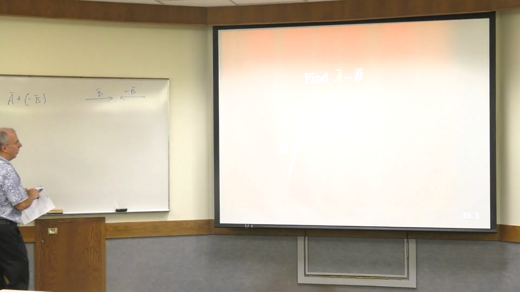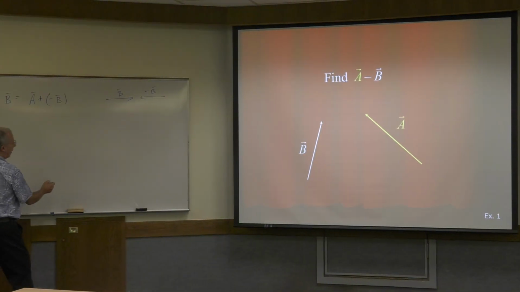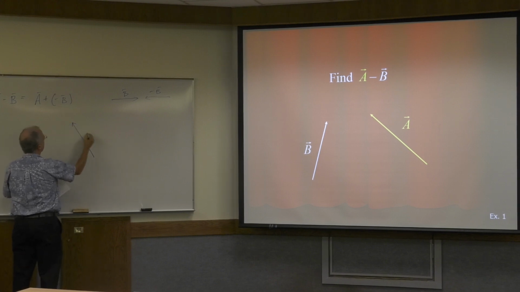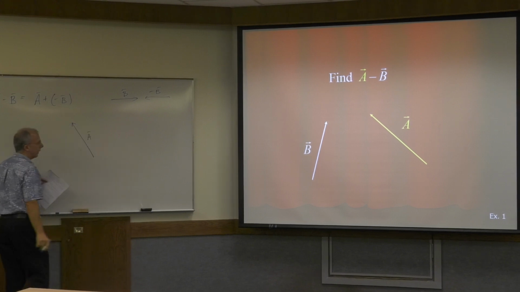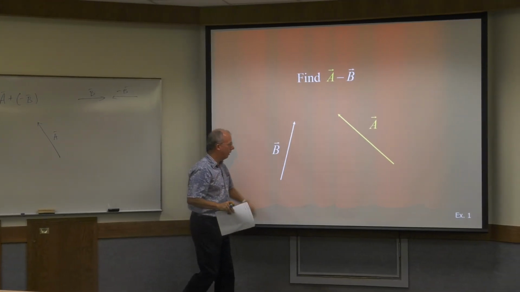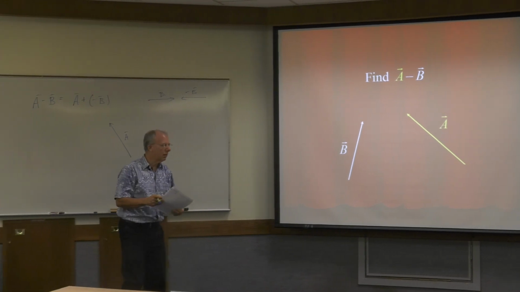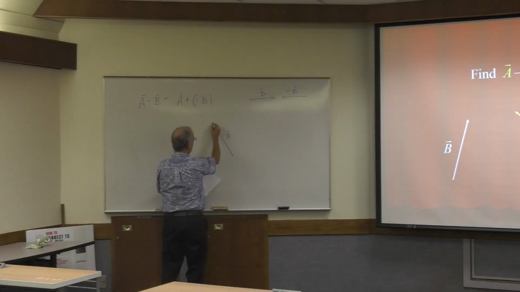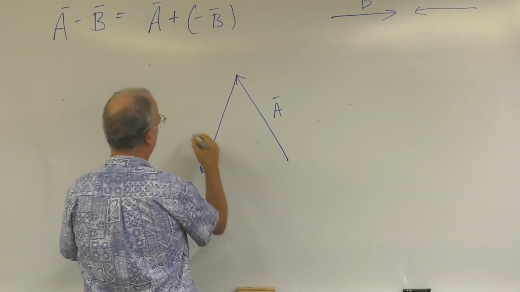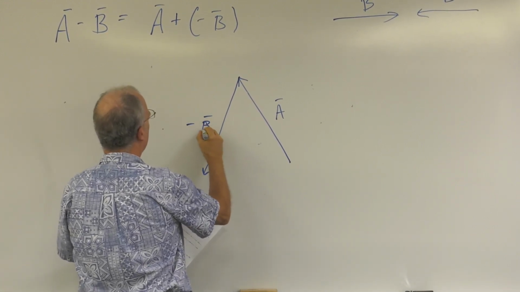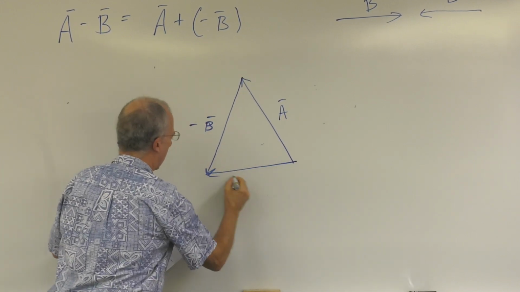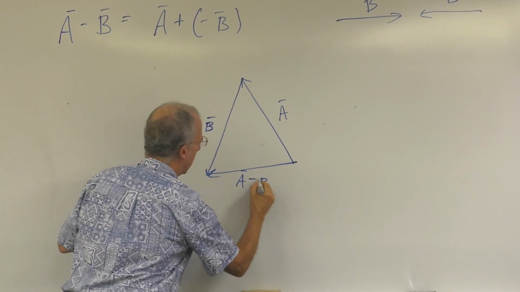All right, so we want A minus B, so here's A. Now, minus B is just going to point down. So let's do head to tail. So minus B is going to be something like that. Then we're adding this vector to that vector, so we just go like that. So A minus B.